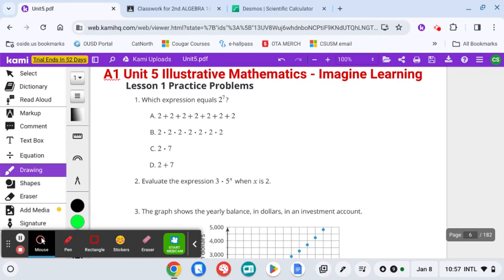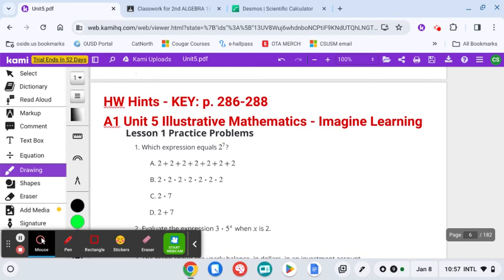Hi there. We are looking at Unit 5 from Algebra 1, Illustrative Mathematics, Imagine Learning. Let's get started with the Lesson 1 practice problems.